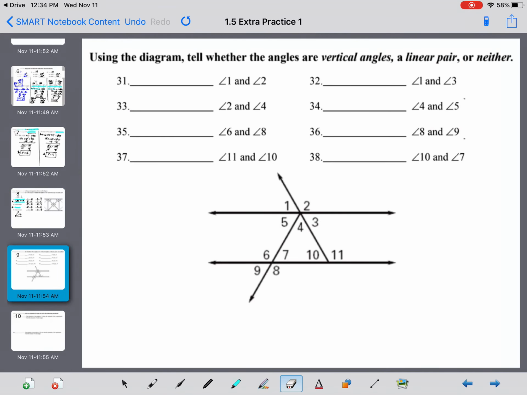Moving on. Using the diagram, tell whether they are vertical, a linear pair, or neither. So remember, vertical is our bow tie. Linear pairs create straight lines. Neither, obviously, would be neither of those things. Angle 1 and angle 2. Well, angle 1 and angle 2 are right here, and they generate a straight line. Okay, those are linear.